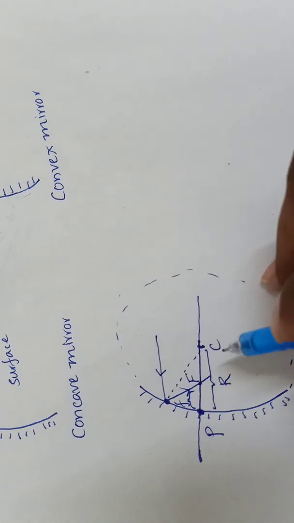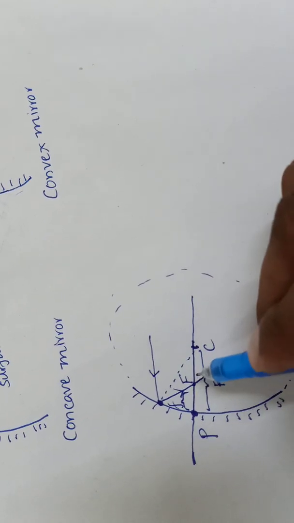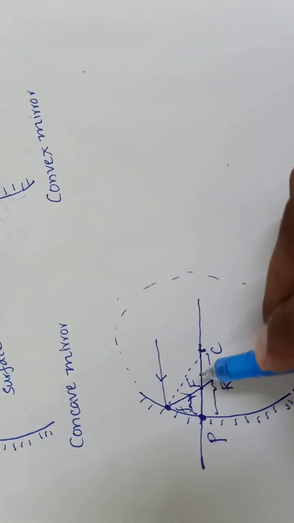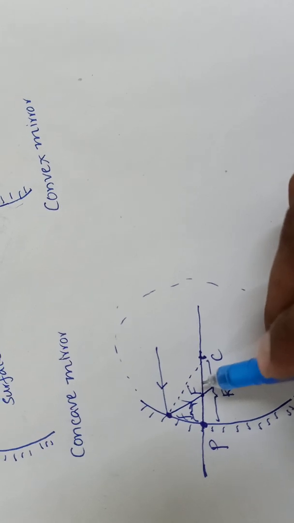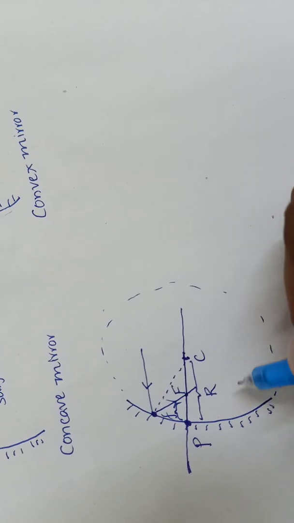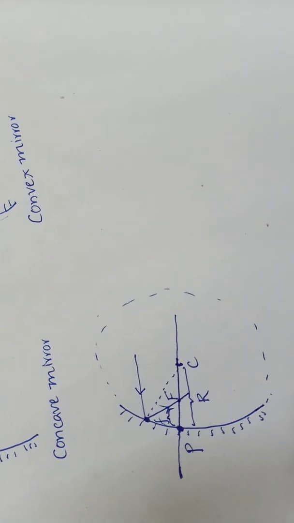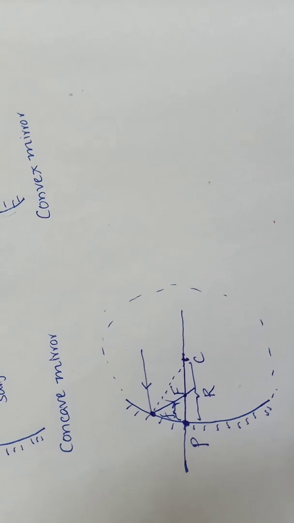If the incident rays are close to the principal axis, then those rays we call paraxial rays. If incident rays are far away from the principal axis, then those rays we call marginal rays.